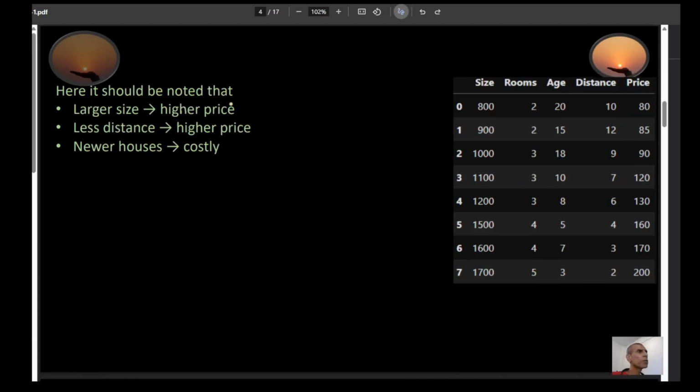Now, a few things you can note from our day-to-day life experience. If you have a larger house, the price of the house is going to be higher. That means the price is going to be higher if the size is higher. Likewise, if you're less distant from the city center, in other words, you're closer to the city center, you are going to have a high price. Also, if your house is new, it's going to be a little bit more costly. In other words, it's going to have a high price.